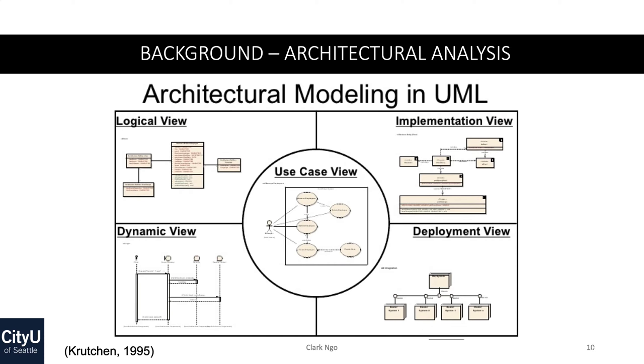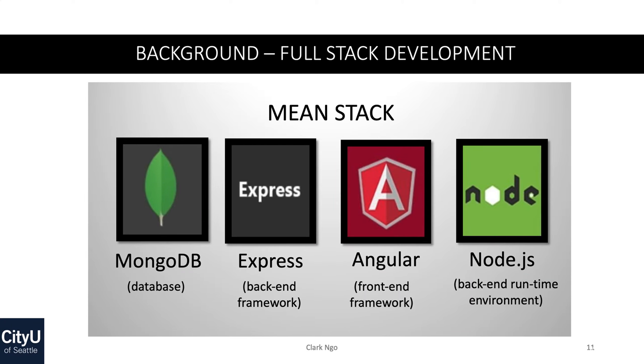And for architectural analysis, we'll be using the 4+1 view of Kruchten, and it uses the UML notation. We have the logical view, implementation view, dynamic view, also called process view, deployment view, and last, use case view or scenario view. And for full stack, we're using the MEAN stack, which includes the MongoDB database, Express as the backend framework, Angular as the front-end framework, and Node.js as the backend runtime environment.